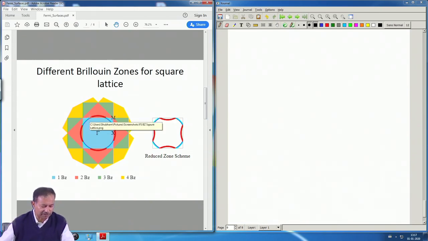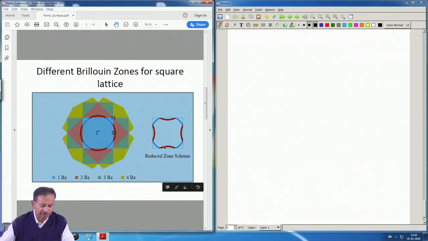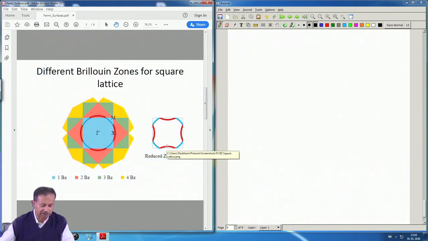Now, look at this red ring, which is the Fermi surface. Now you have to bring it to the first Brillouin zone in the reduced zone scheme. So, what will you do? You will just translate these red regions. The red region that was here on top has been translated here by a translation of a reciprocal lattice vector.